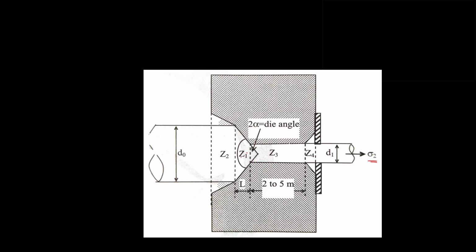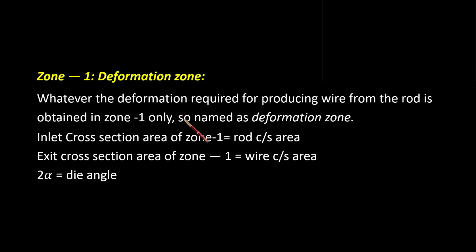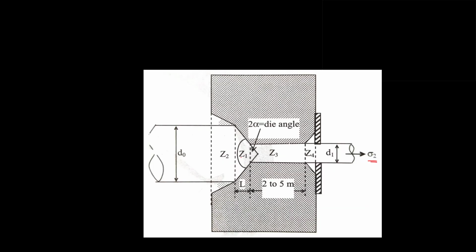So let's see about the deformation zone, that is zone 1. In zone 1 the deformation happens, whatever deformation is going to happen, that happens in the deformation zone. 2 alpha is the die angle, that is the angle of the deformation zone, right? This angle is subtended at this point. So this is 2 alpha, and if you make it half, it will be alpha.